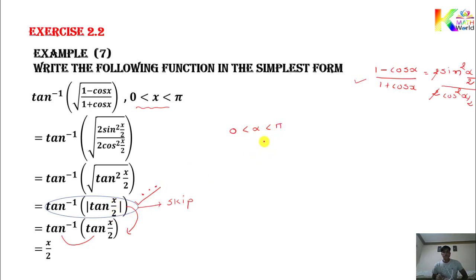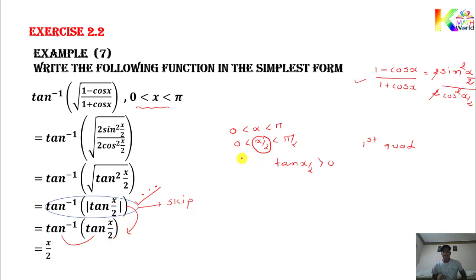Your x by 2 is there, so dividing by 2, you get 0 is less than x by 2 is less than pi by 2. It means your x by 2 lies between 0 to pi by 2, which is the first quadrant, and in the first quadrant each function should be positive. So here the tan function is there, so tan x by 2 should be positive. So we can say tan x by 2 is greater than 0, that's why we can consider the positive root. You got tan of x by 2.